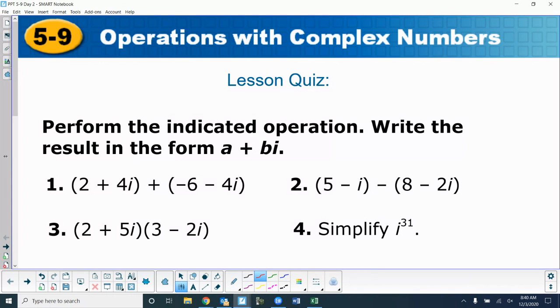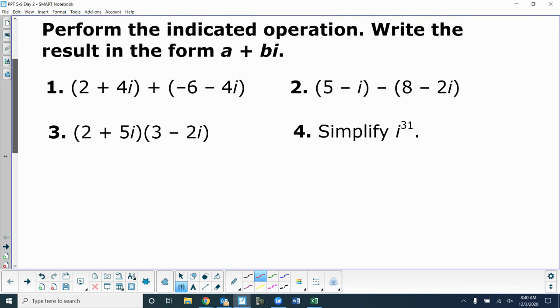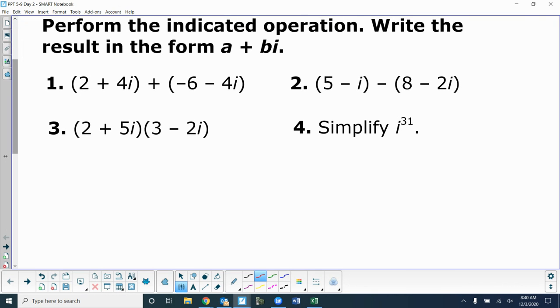Cole, what'd you get for number one? 4. That's it? I think so. Close. -4. Yeah, should be -4, right? 2 plus -6 is -4. The positive 4i and -4i cancel, right?